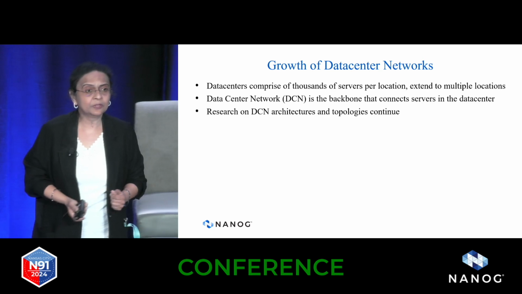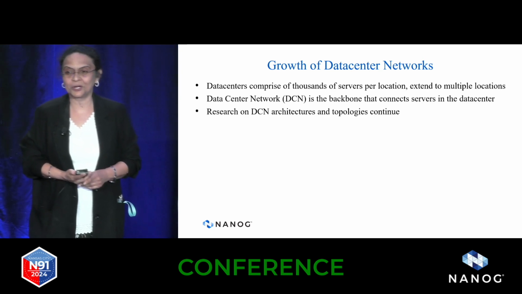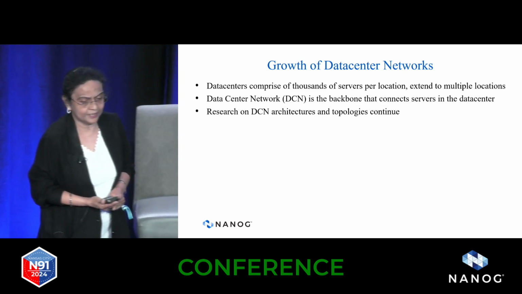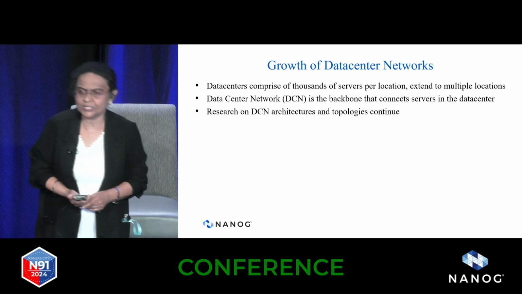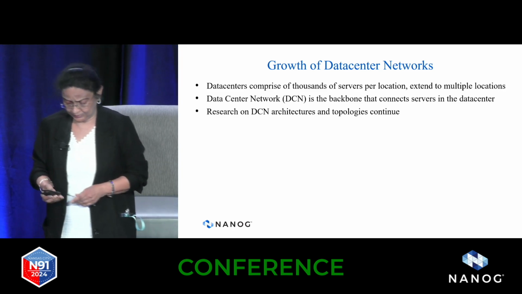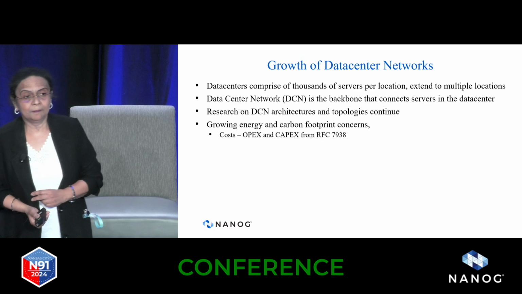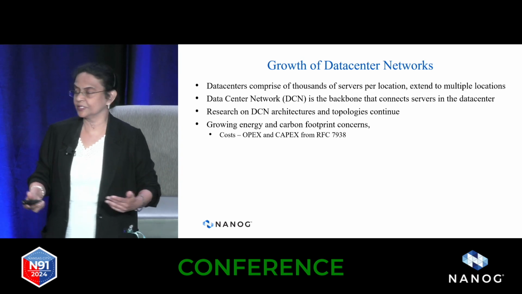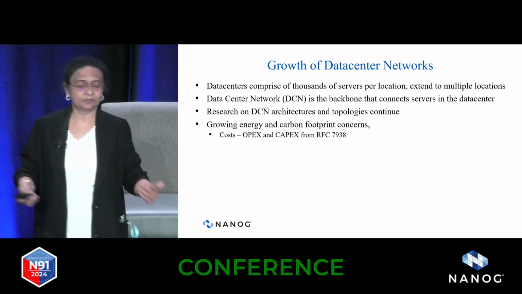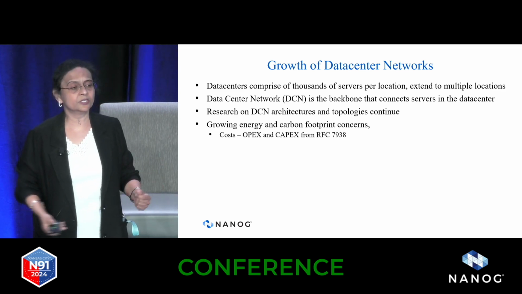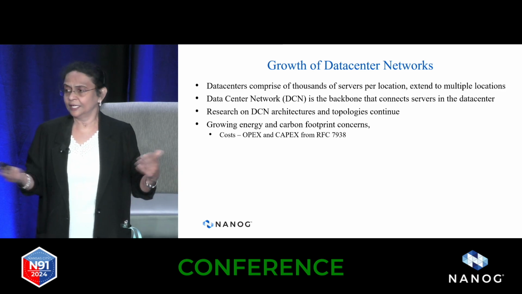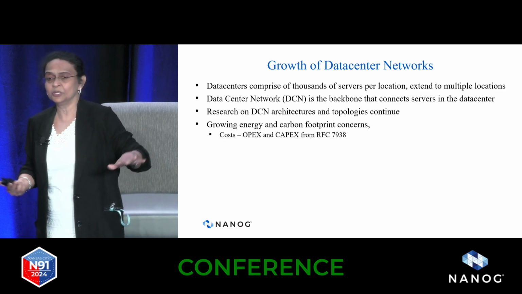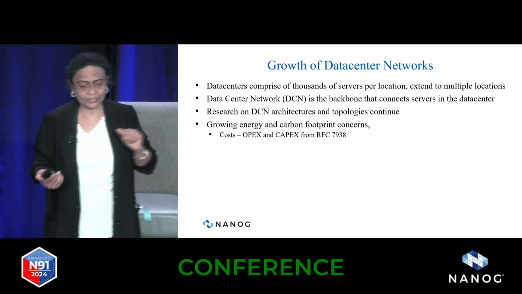Okay, so like I said, I've been researching this topic and I've collected hundreds of articles on work that has been done on DCN architectures and topology, and it still continues. Besides the design challenges and the performance requirement challenges, there are growing energy and carbon footprint concerns with data centers. I don't know how many of you have heard where they are submerging what they call micro data centers in oceans to handle the cooling and things like that.